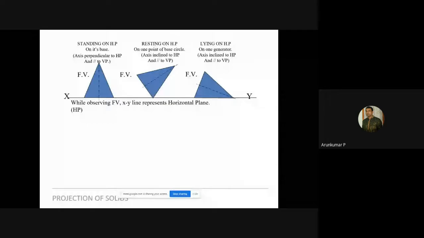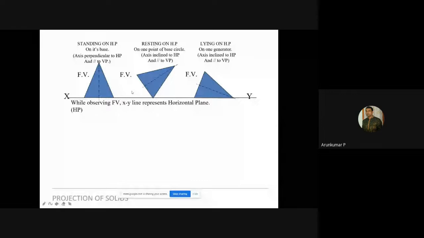Its front view is being shown. Okay. And in the front view, you will be getting the axis. This is the axis line. The axis will be perpendicular to HP and it will be parallel to VP. Since it's parallel to VP, you are getting it in its true length. So this would be the first step.